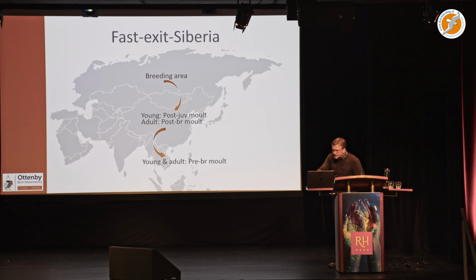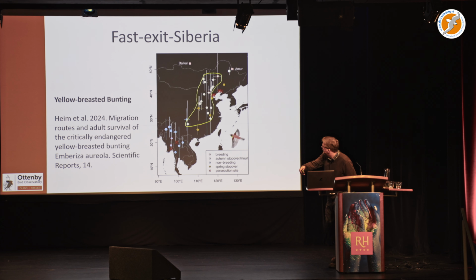Last year, Phelan Heim published a study where he used light loggers on a number of yellow-breasted buntings that he trapped in eastern Siberia. And the results here are very interesting. It showed that the birds departed very early, directly after the breeding. Already in late July and early August, the birds left their breeding grounds in southern Siberia.